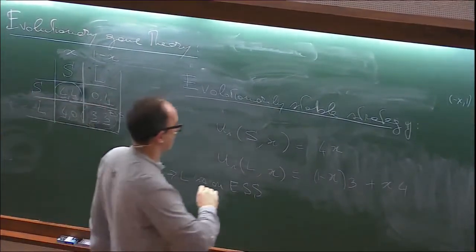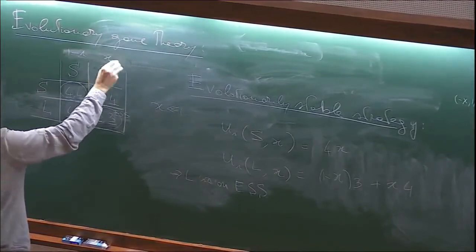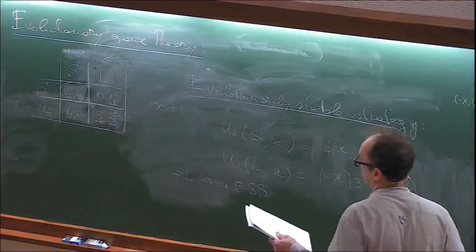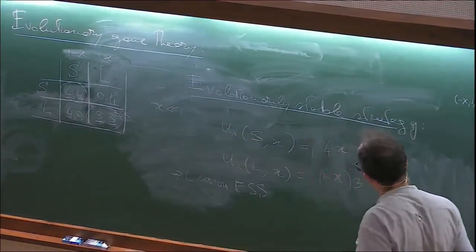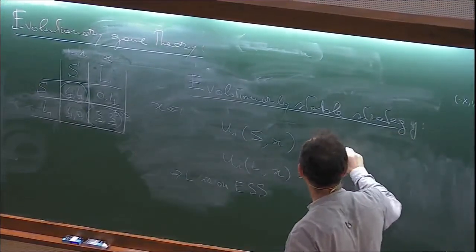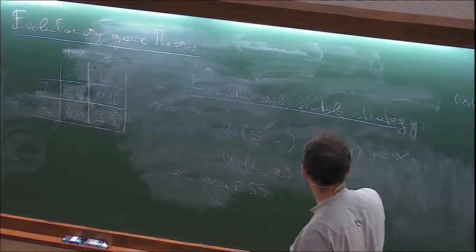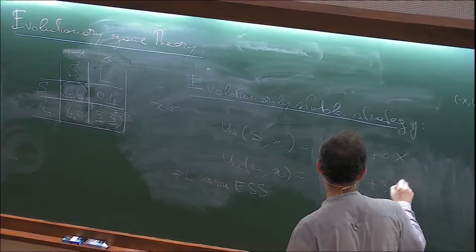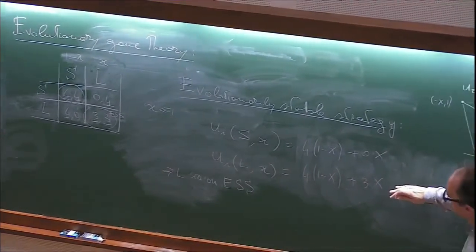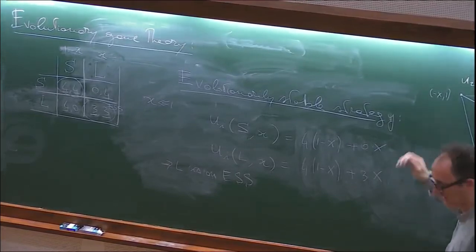Whereas, let's check S. So I have to put 1 minus X and X. Now, if I want to check whether SS is an evolutionary stable strategy, what I have to do is compute the payoff of strategy S against this mixed population, which is 4 times 1 minus X plus 0 times X. And instead, when I play L, I get 4 times 1 minus X plus 3 times X. So you see that this is not an evolutionary stable strategy because the population of L will grow, okay? It will invade a pure population of S.